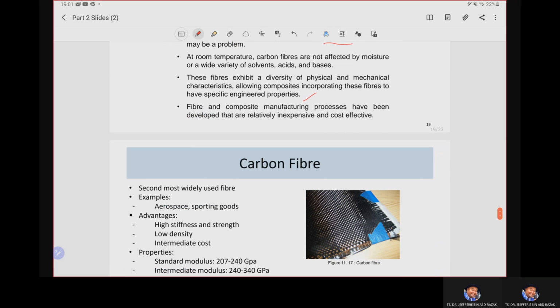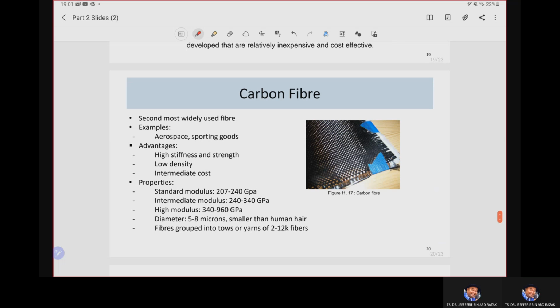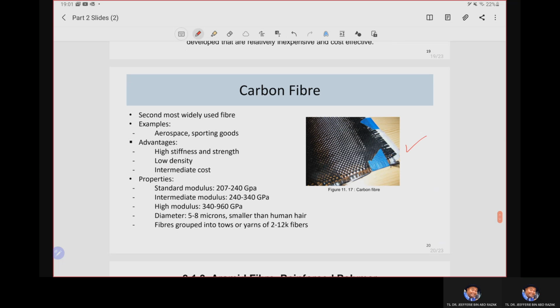So this is how the carbon fiber looks like. In the mat form, carbon fiber is the second most widely used fiber after glass fiber. It is highly used in aerospace applications and also for sporting goods. It possesses advantages like high stiffness and high strength with low density, so it is good for the specific properties, for example E over rho and sigma over rho. These are the specific properties.